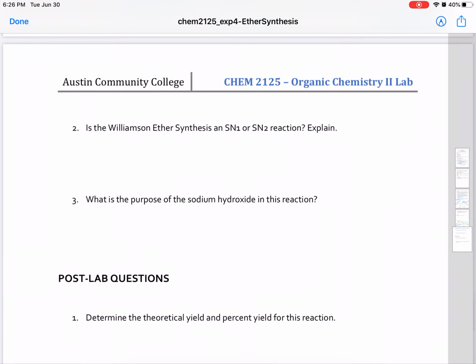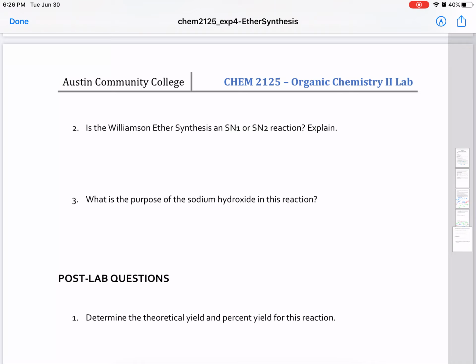Is the Williamson ether synthesis an SN1 or SN2 reaction? You know that, we talked about it. It's an SN2 reaction. And how do you explain it? Because in a Williamson ether synthesis, we have to make an alkoxide, and the alkoxide is going to be a nucleophile, and normally alkoxides are very strong nucleophiles. Strong nucleophiles tend to react in SN2 fashion. So because of that, Williamson ether synthesis is an SN2 reaction.